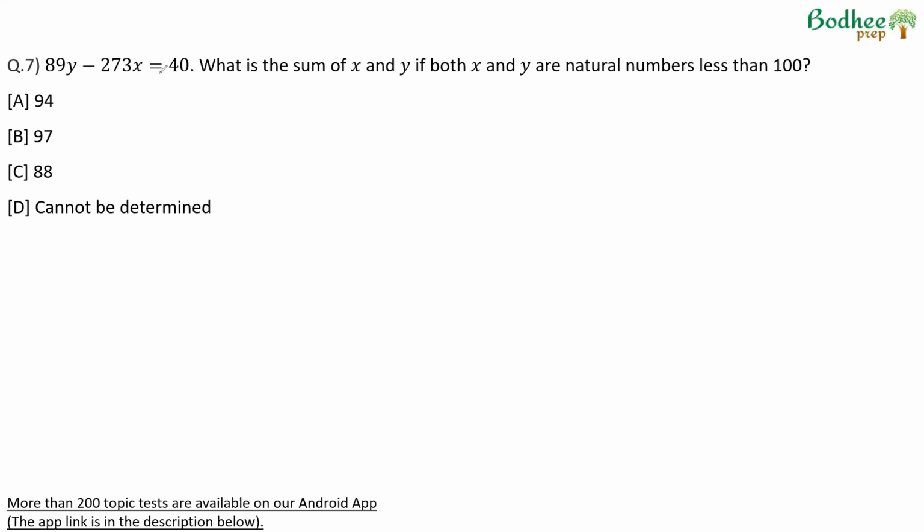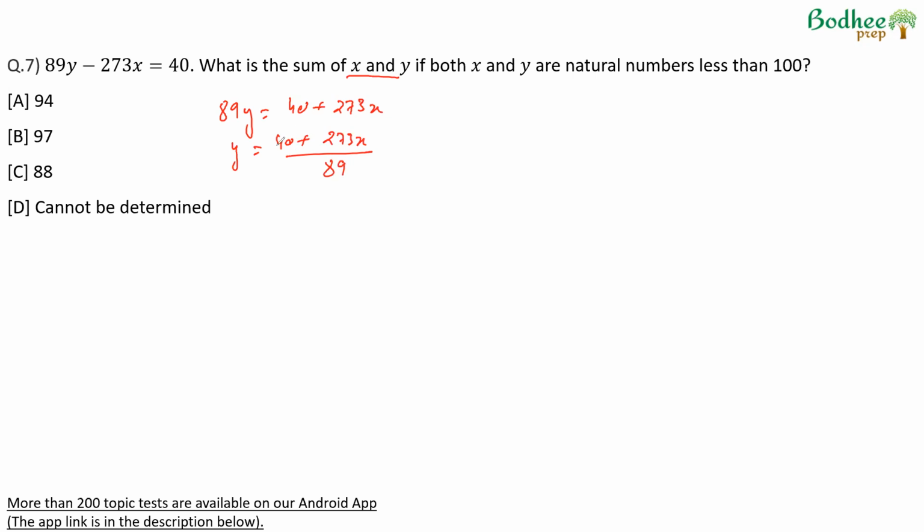89y minus 273x is equal to 40. What is the sum of x and y? Both x and y are natural numbers less than 100. 89y is equal to 40 plus 273x. y is equal to (40 plus 273x) by 89.